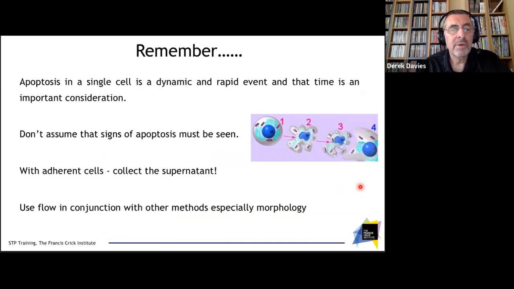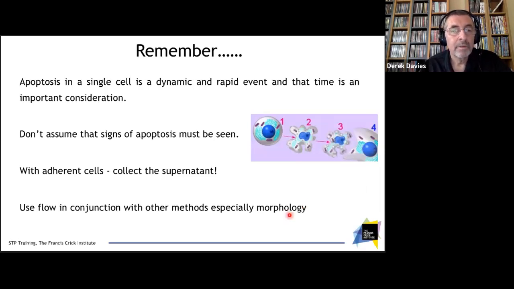But what it does mean as well is that we need to think about time as a parameter, because a cell may not enter apoptosis immediately after it interacts with an inducing agent. It may have to be in a particular phase of the cell cycle. It may have to have a particular concentration of the inducing agent and so on. So we should always remember to look at things over time, and that time frame may depend on the inducer of apoptosis.